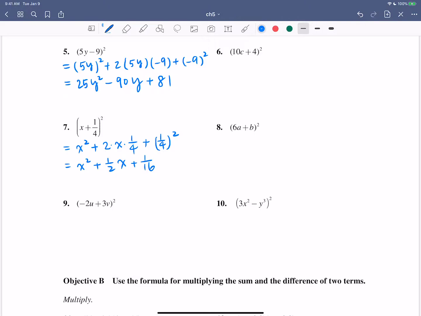Number 9, negative 2u plus 3v squared. Same idea. First term squared, double the product, 2 times negative 2u times 3v, and square the second term, 3v squared. Let's calculate this. Negative 2u squared, that's 4u squared. 2 times negative 2u times 3v, that's negative 12uv. 3v squared, that's positive 9v squared.